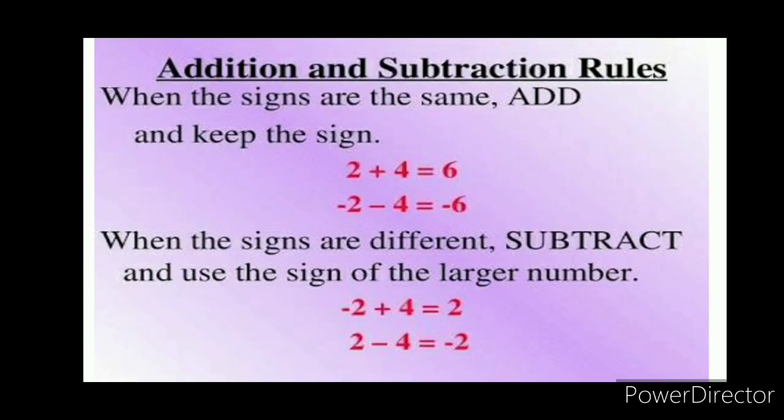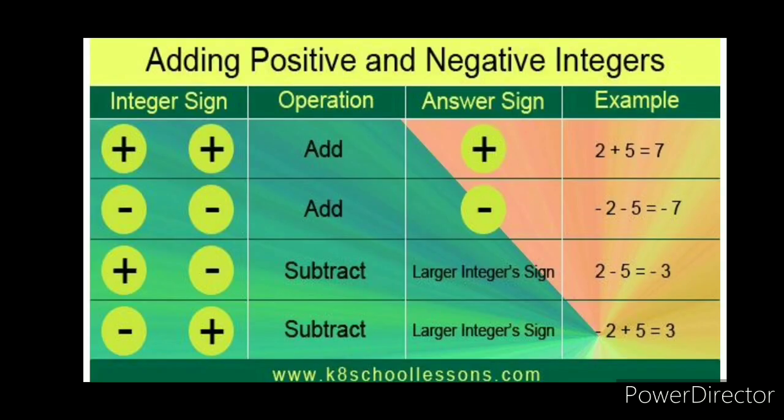See children, here we have the same rules in a simple way. When the signs are the same, add and keep the sign. When the signs are different, subtract and use the sign of the larger number. It is very simple. So this rule you write down in your notebook. Next, in the table also it is given: integer sign, operation, answer sign with example. This table also you should copy.